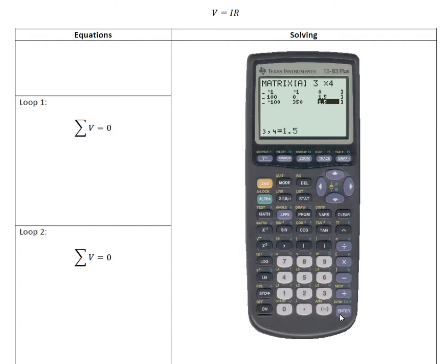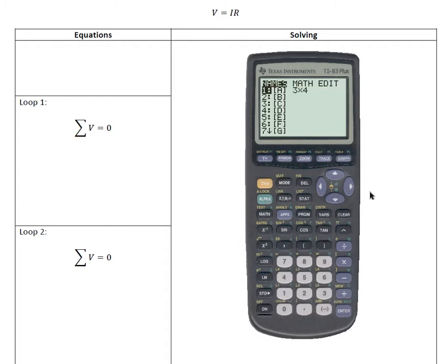Okay, now we created a matrix. We have to exit this right now, so I'm going to go second quit just to get out, but that matrix is still saved to matrix A. So I'm going to go back to matrix, and if you just want to look at it, it's right there. There's my matrix A. If I press enter, I can just take a look at it. But we don't really care about that.